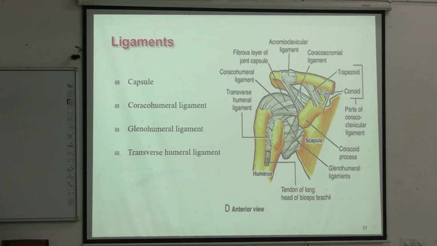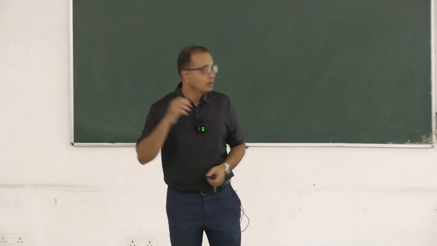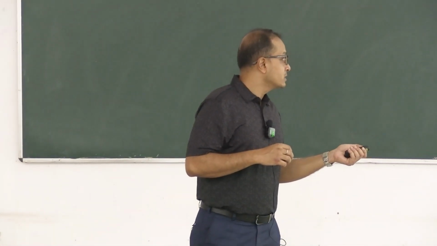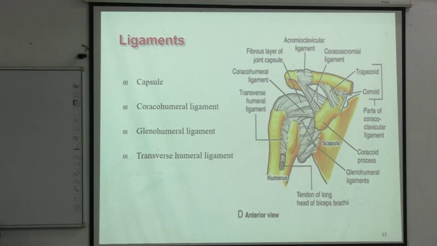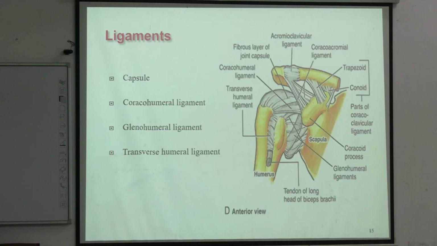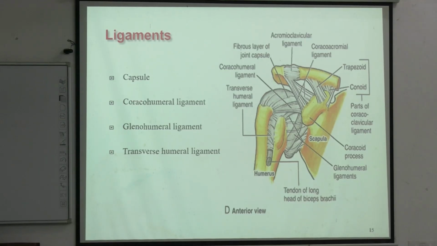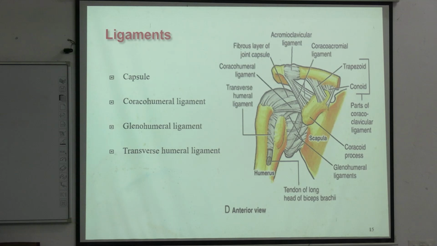Clear? So, these names are there between the coracoid process to humerus, glenoid to humerus, and the transverse humeral ligament. They are making this special kind of ligament present in it. Besides this, there is the capsular ligament. So, these are the three ligaments related to this joint, which add to the stability of the joint. This particular joint is a very mobile joint.